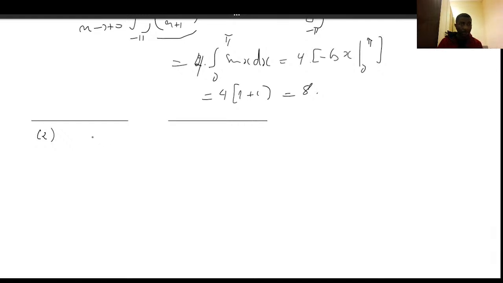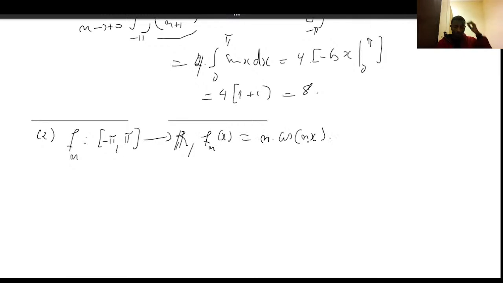The second example is fn defined from minus pi to pi to the real numbers by the following formula: fn of x is given by n cosine of nx. So now our question is, can we use the Beppo Levi theorem, or the monotone convergence theorem? This is the question. So we must check.